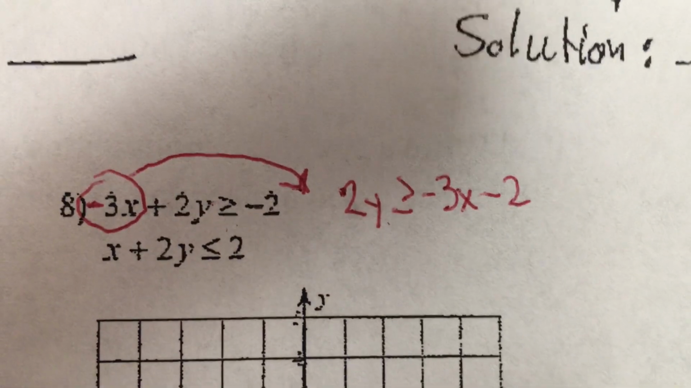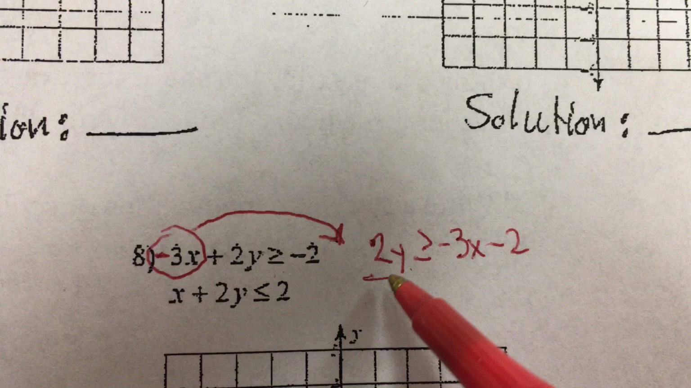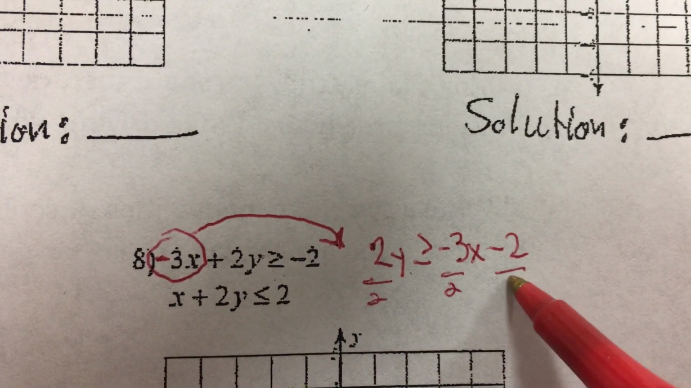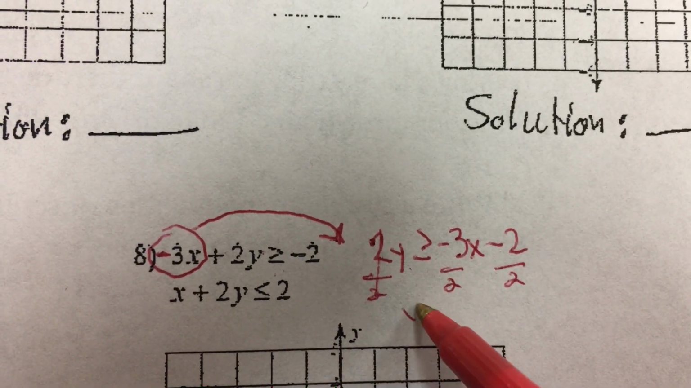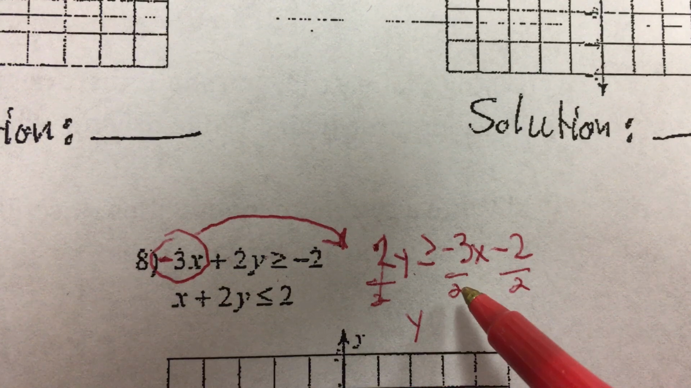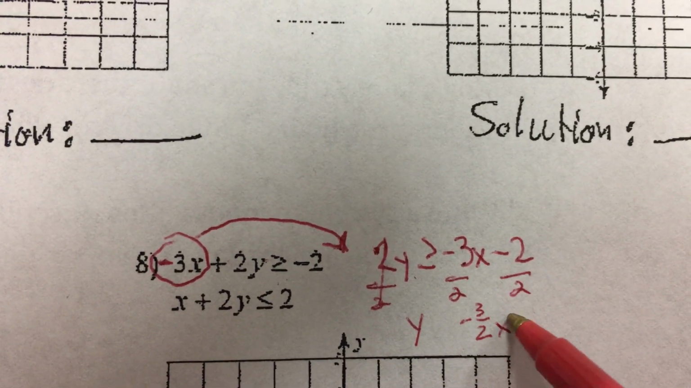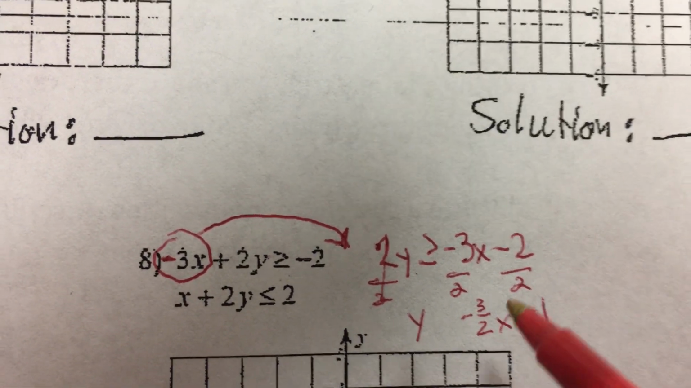After that, we have to divide everything by the number in front of the y. In this case, it is a positive 2. So I'll divide every term by positive 2. These would cancel out just to give me y. Negative 3 divided by 2, I'm going to leave that as a fraction so I can use that as my slope. Negative 2 divided by positive 2 is negative 1.